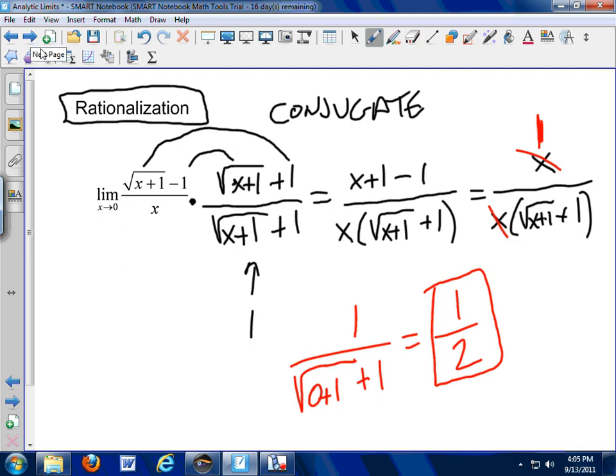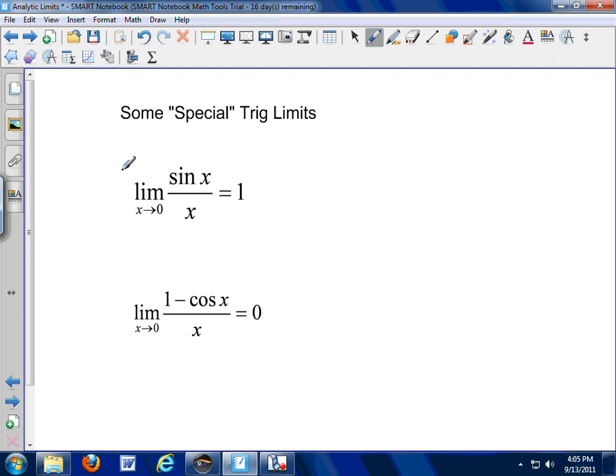Right. What else we got? Oh, we've got some special trig limits. That's what it says right there. Some special trig limits. So there they are. The limit as x approaches 0 of sine x over x is 1.